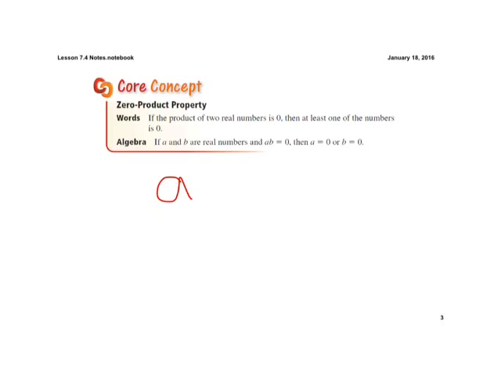So if we have some number A times some number B and they equal 0, well, let's say A was 3, we know B then has to be 0 in order for us to get 0 as our answer. If B is 3, then we know A has to be 0. One of the 2 numbers has to be 0. And that's our core concept. That's what we're going to base this section off of.